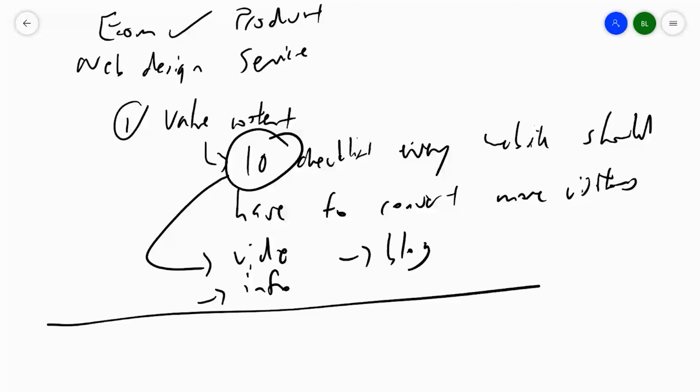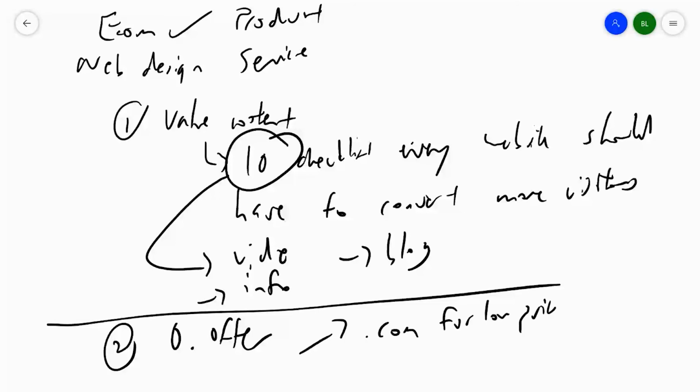Once this is done, we move on to the opening offer. What can a web designer offer to their customers? The first one that comes to mind is they can help them register a .com for a low price. Let's say a .com's original price is 100 ringgit. We will help you register a .com for only 50 ringgit. After you register the .com for them for 50 ringgit, what is next? Then they will ask you, can you help us do a website?